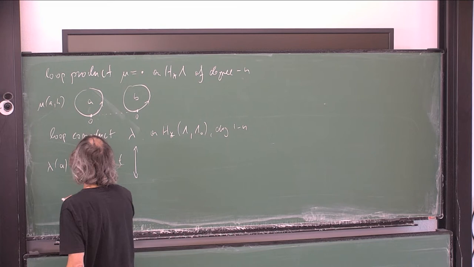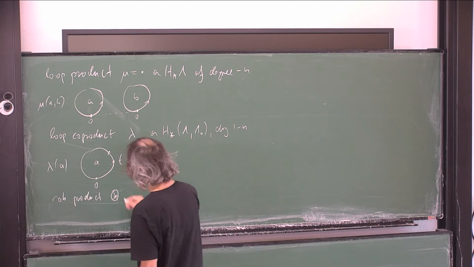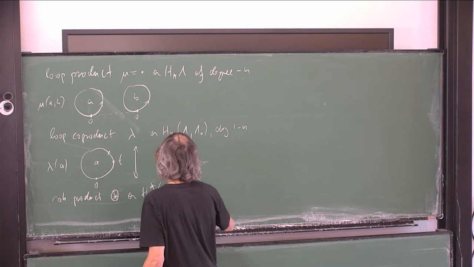Let me not give it a name. Maybe it's called the cohomology product. I will denote it by this, so I will circle on cohomology. Why relative constant loops?